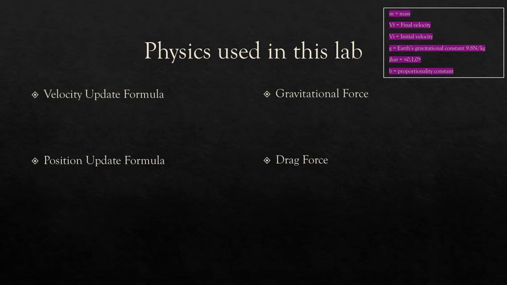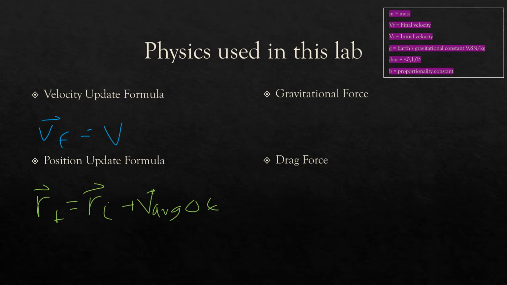The major concepts used for this lab are those that have a direct relationship with force. For example, for position, we use the position update formula, which is position final is equal to position initial plus the average velocity times delta t. The velocity update formula, next, is that the final velocity is equal to the initial velocity plus the net force over mass times delta t.